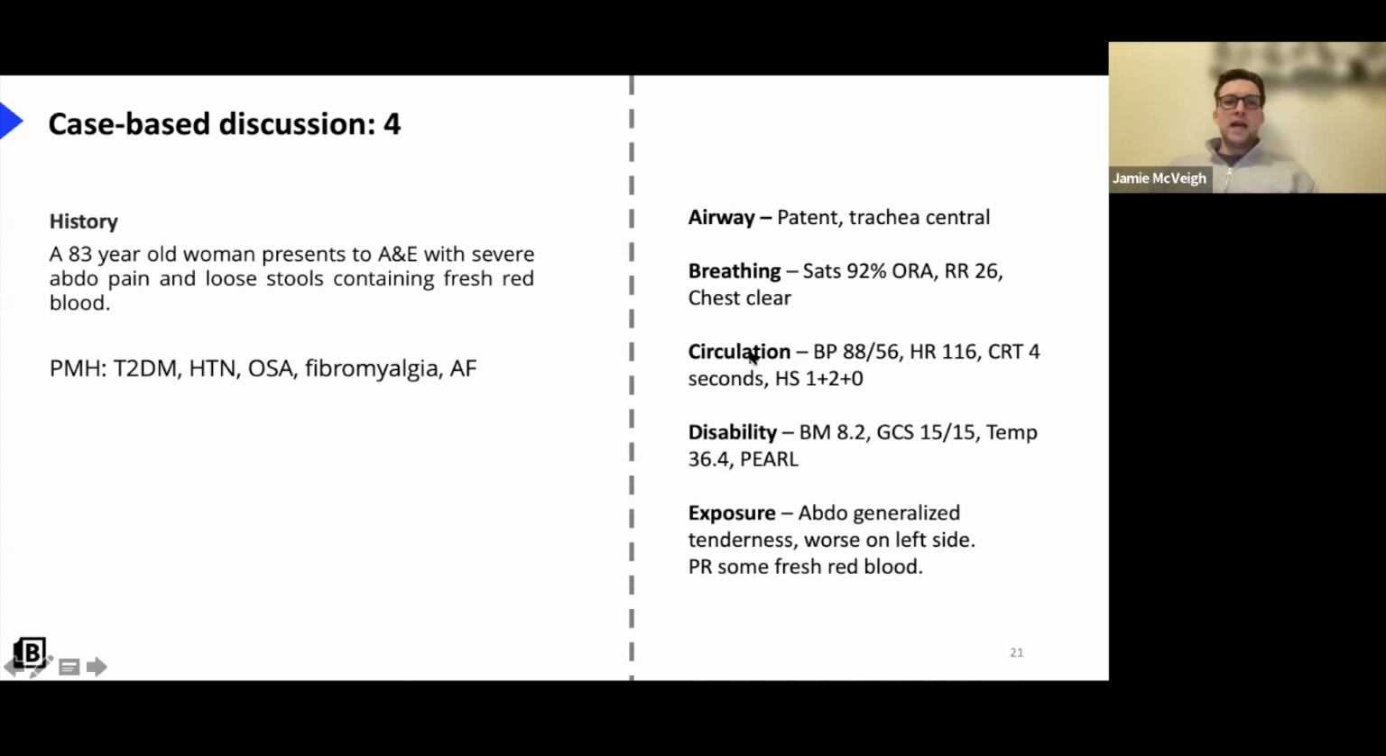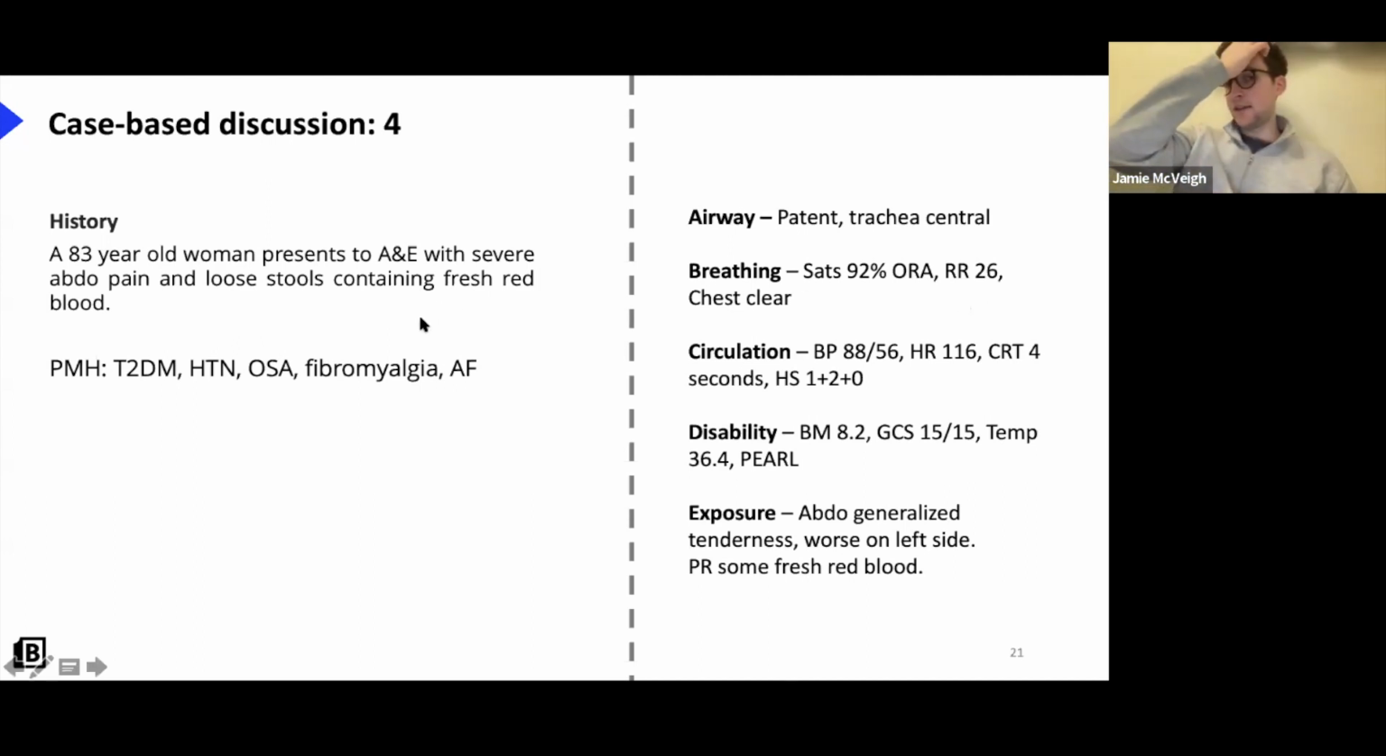And then finally, we have our fourth case, which is an 83-year-old woman, an elderly, frail lady, who comes into A&E from her nursing home with severe abdominal pain and some diarrhea, which has contained some fresh red blood. And this has all been within the last 4 or 5 hours. Past medical history, she's a bit comorbid. She's got vascular disease with diabetes and hypertension. She's a bit large, obese, and therefore has OSA. She's got some fibromyalgia reported, and she's got AF as well.